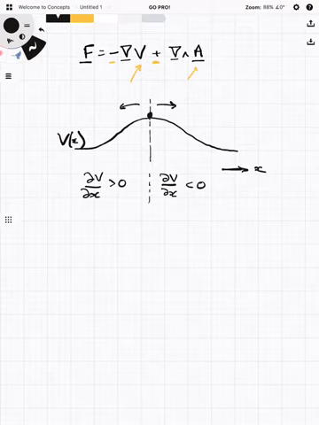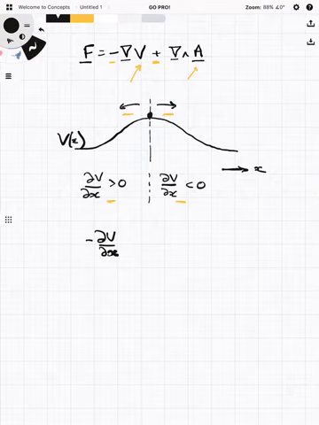However, if we're interested in relating the direction of motion to the gradient, we see that actually the motion on the left-hand side is in the negative x direction, but the gradient is positive. The motion on the right-hand side is in the positive direction, but the gradient is negative. So we can fix that by simply saying that the motion must go like minus dV by dx, so that on the left-hand side we've got negative, on the right-hand side we've got positive.